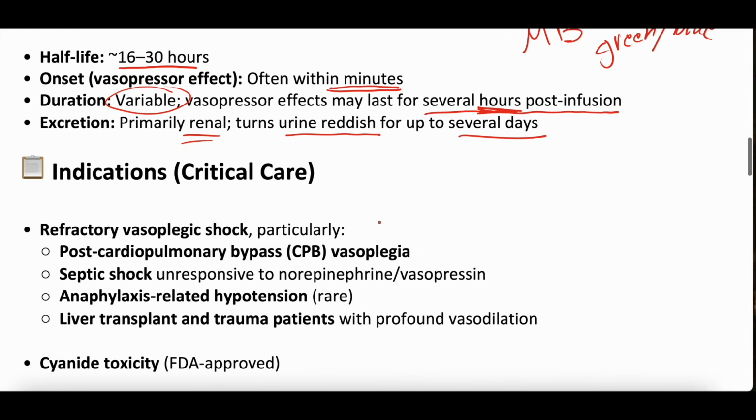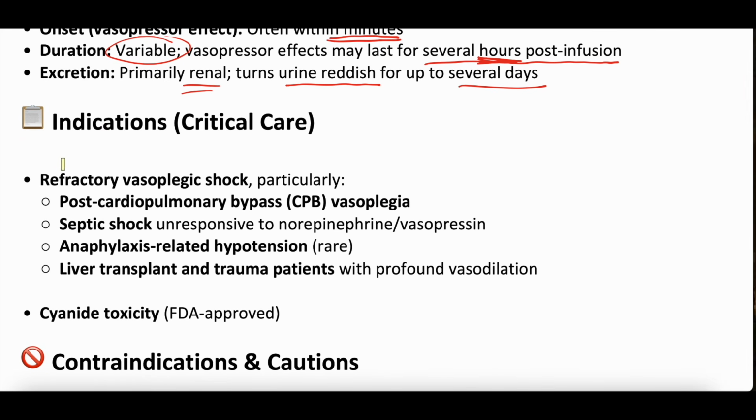Indications for our intents and purposes are refractory vasoplegia. Right, so these are patients post-cardiopulmonary bypass. Post-cardiopulmonary bypass, you tend to have increased nitric oxide radicals around, which is why hydroxocobalamin may be particularly useful. Septic shock, unresponsive to norepinephrine and vasopressin. This is really for salvage therapy. Patients who are really sick on super high doses of multiple vasopressors, you can trial a dose of hydroxocobalamin as salvage therapy, although again, the evidence is not strong here.